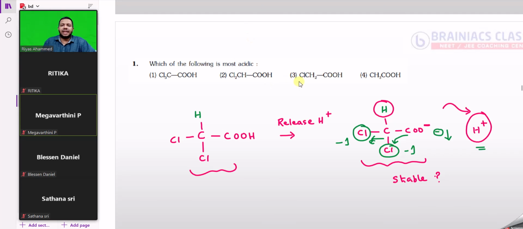Okay, now let's go to option 3. On seeing option 3, I could easily analyze that there are two hydrogen atoms and only one chlorine atom. So again, it is decreasing. Now in the last one, you can see no chlorine atoms are there. It is CH3, and we know CH3 has a plus I effect. So what will happen to the magnitude of the negative charge in the carboxylate anion? It will increase. So from this, the most acidic one is option 1, the correct answer.